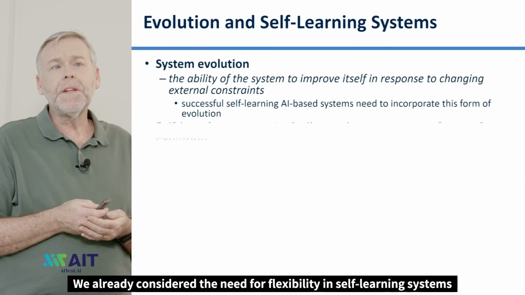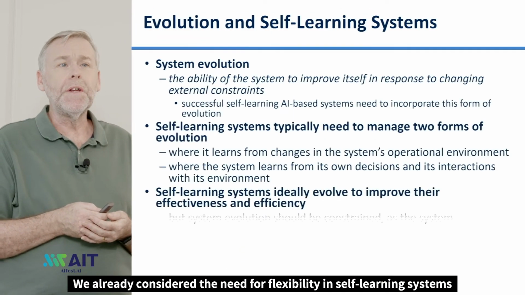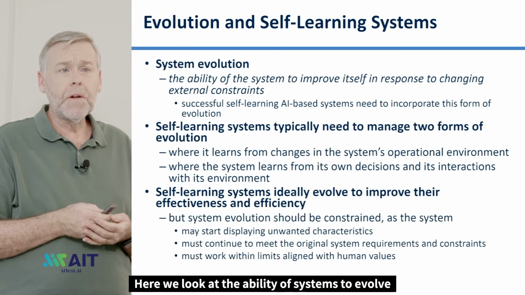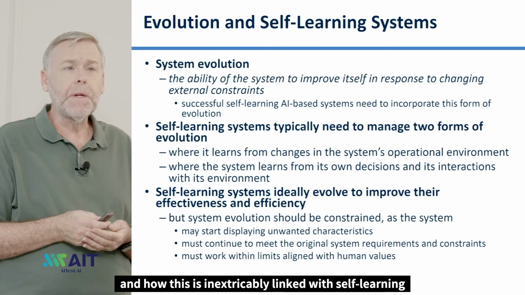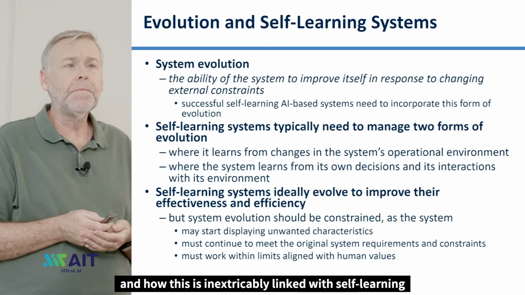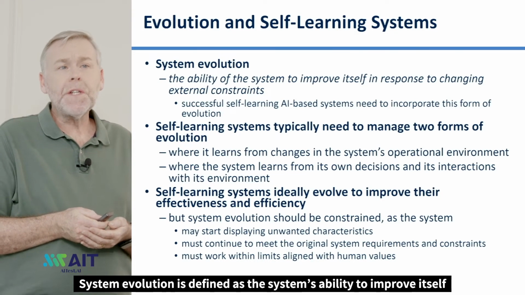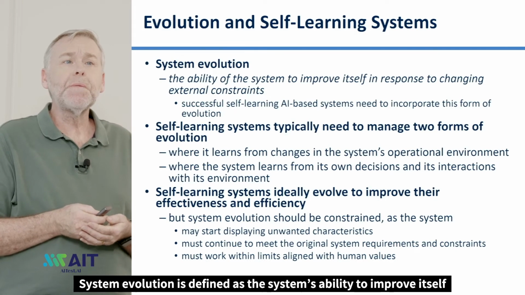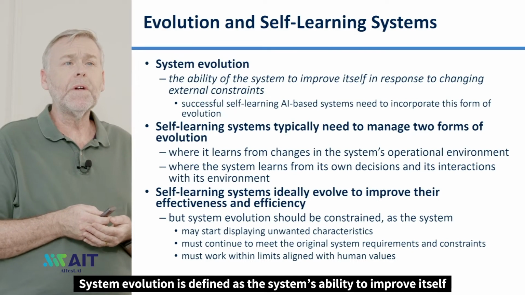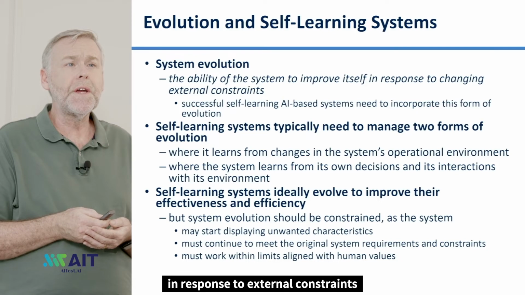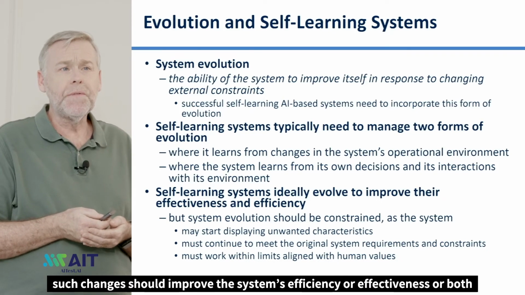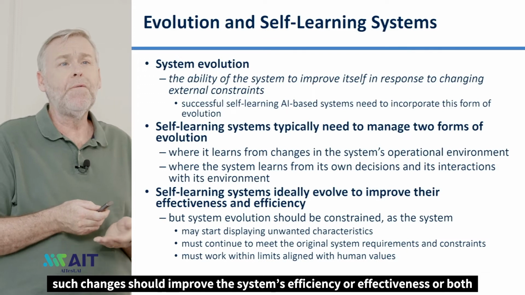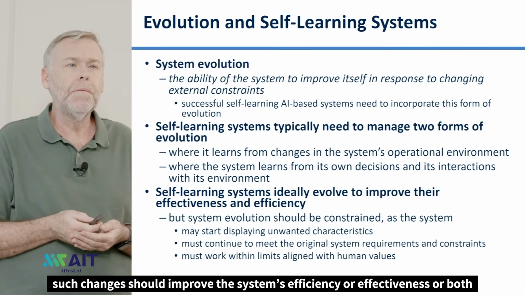We already considered the need for flexibility in self-learning systems. Here we look at the ability of systems to evolve and how this is inextricably linked with self-learning. System evolution is defined as the system's ability to improve itself in response to external constraints. Ideally, such changes should improve the system's efficiency, effectiveness, or both.